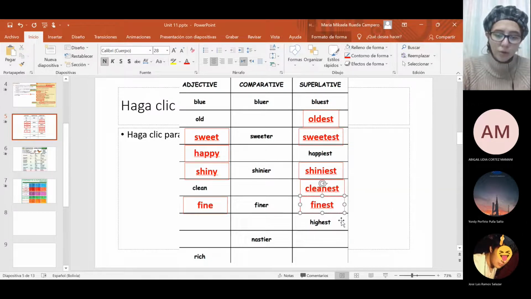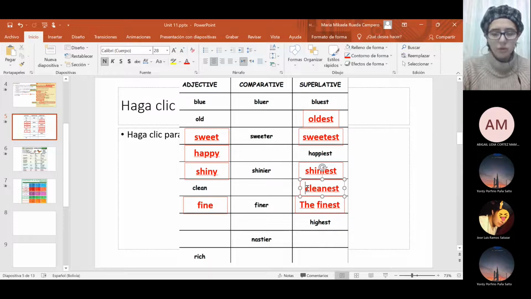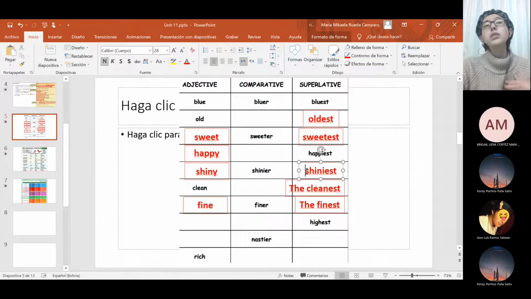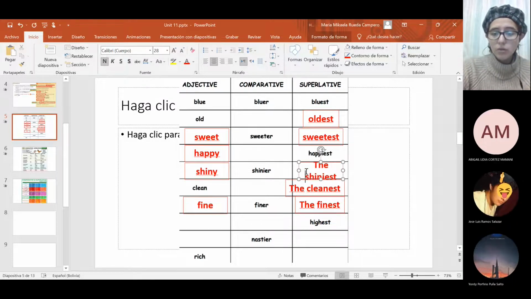Oh, yeah, sorry, we're going to start adding the article the in order to remember. Sí, vamos a escribirlo con el artículo the para irnos recordando. The cleanest. Acuérdese que no siempre vamos a usar the, podemos usar el posesivo my, your, his, her, but here we're going to use the article in order to remember. Sí, esto va a ser solamente para acordarnos.